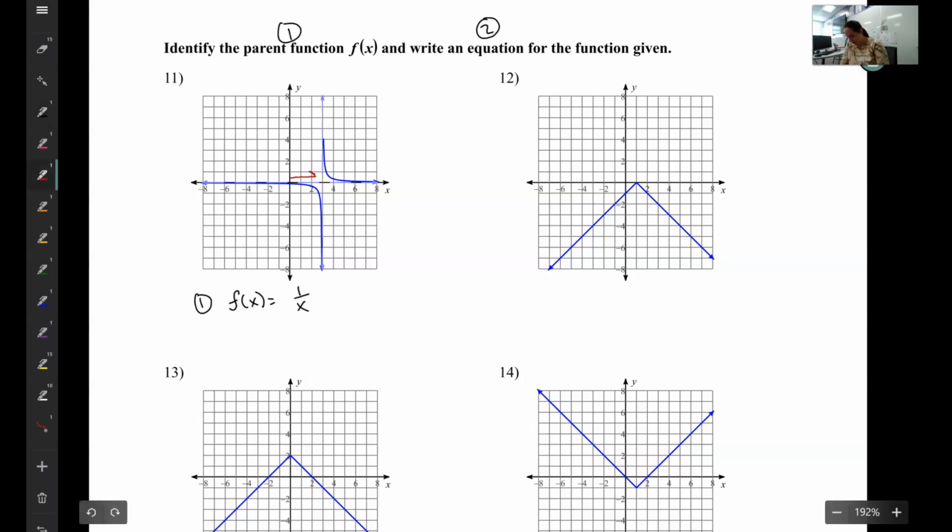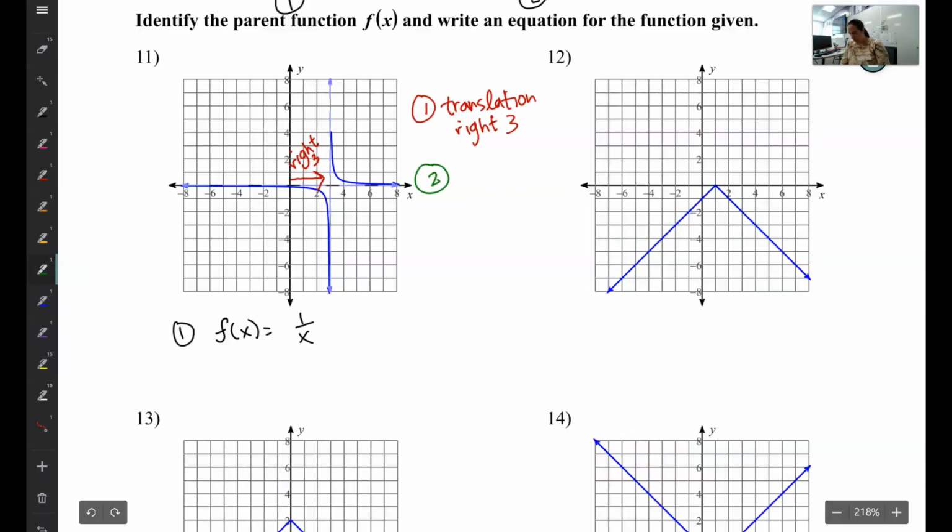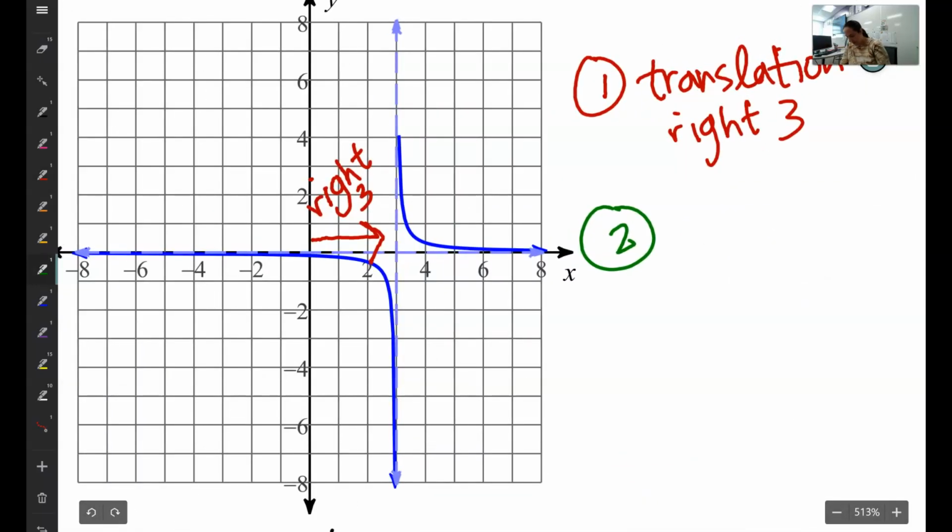First off, it's been moved to the right 3. So, number 1, we have had a translation right 3 from the original. Number 2, this one's a little harder to see. The original graph looks something like this.